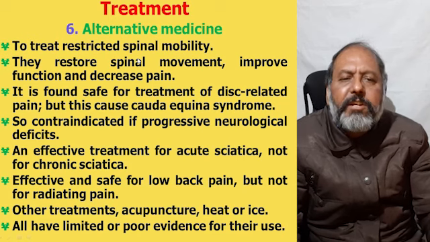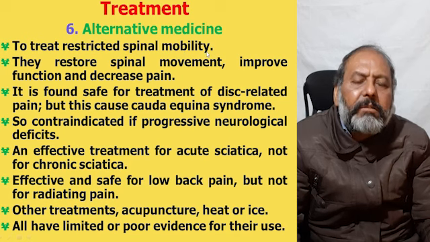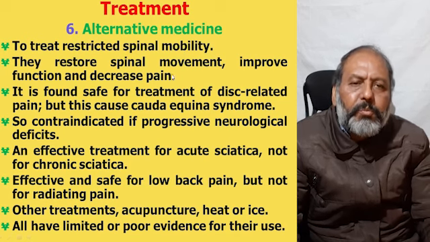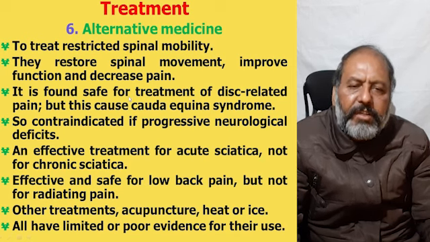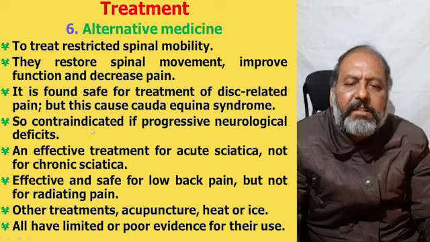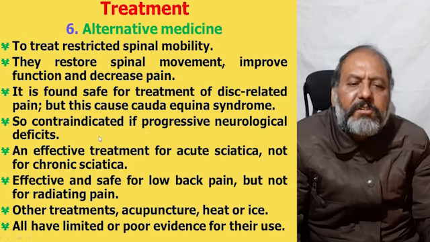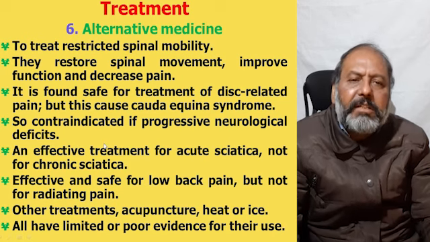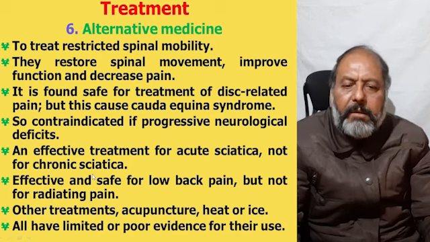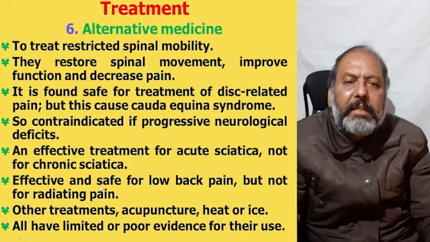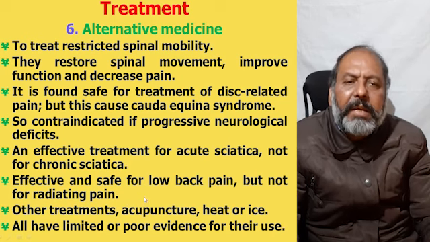Now, the sixth treatment is alternative medicine, that is to treat restricted spinal mobility. They restore spinal movement, improve function, and decrease pain. It is found safe for the treatment of disc-related problems, but it can cause cauda equina syndrome. So it is contraindicated if progressive neurological deficits are there. It is an effective treatment for acute sciatica, but not for chronic sciatica. It is effective and safe for low back pain, but not for the radiating pain in the leg.